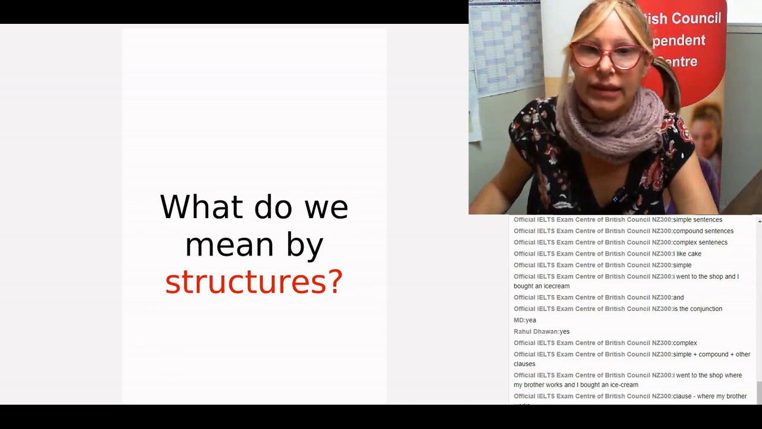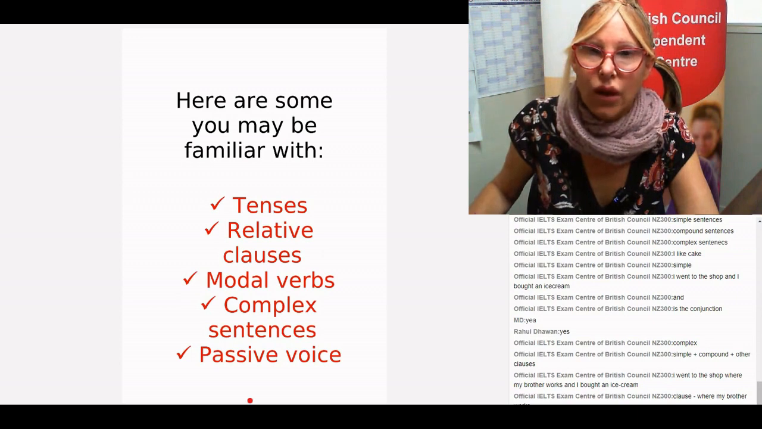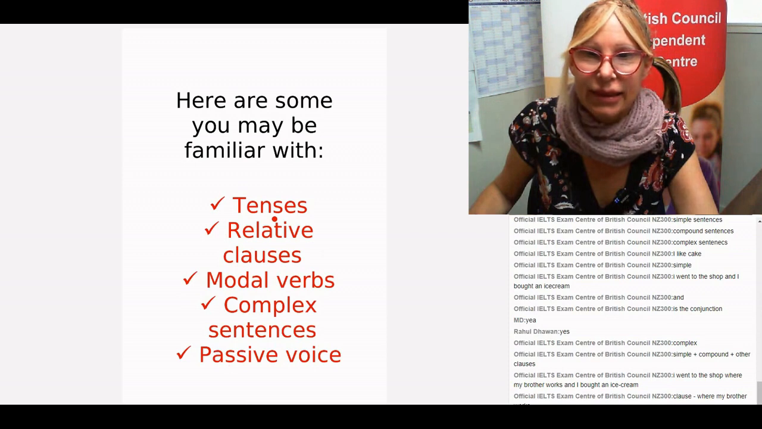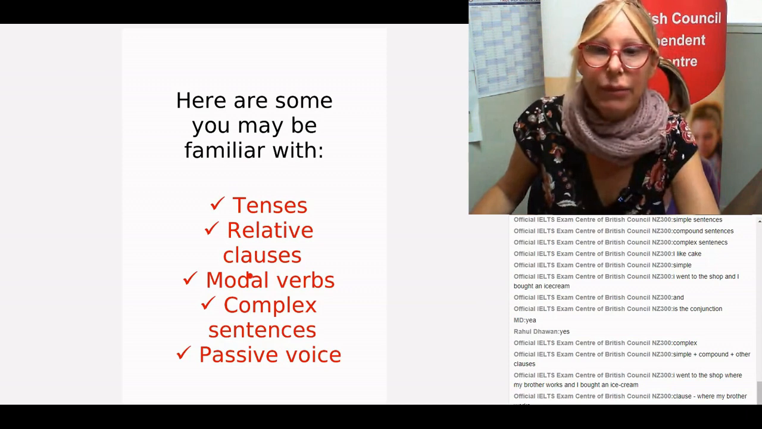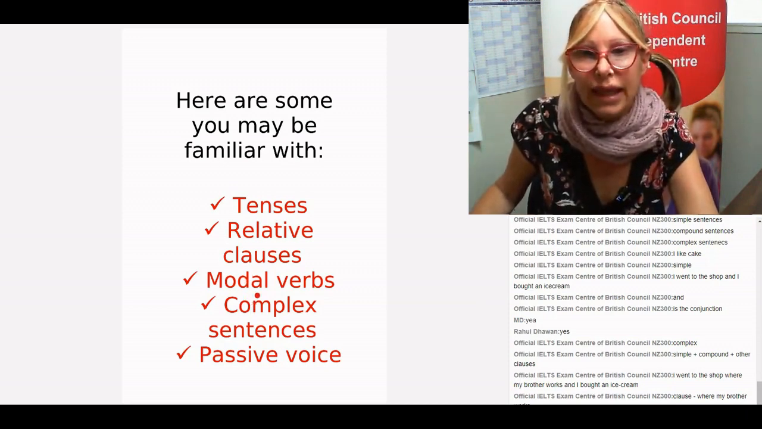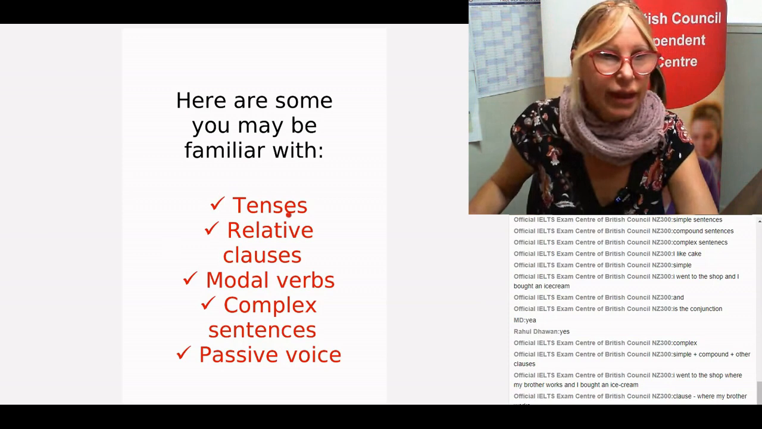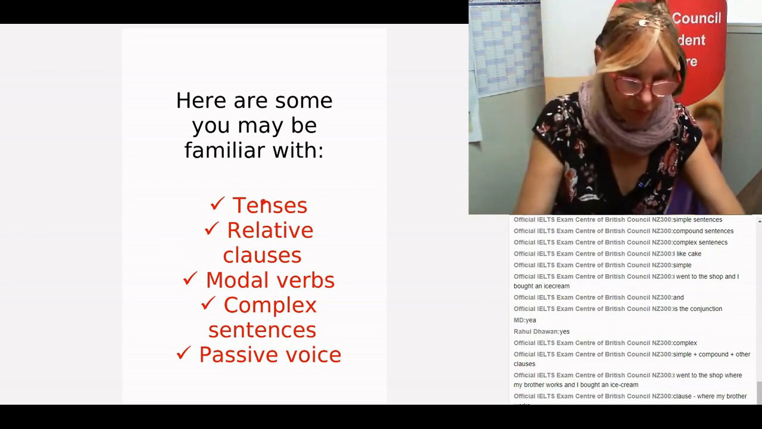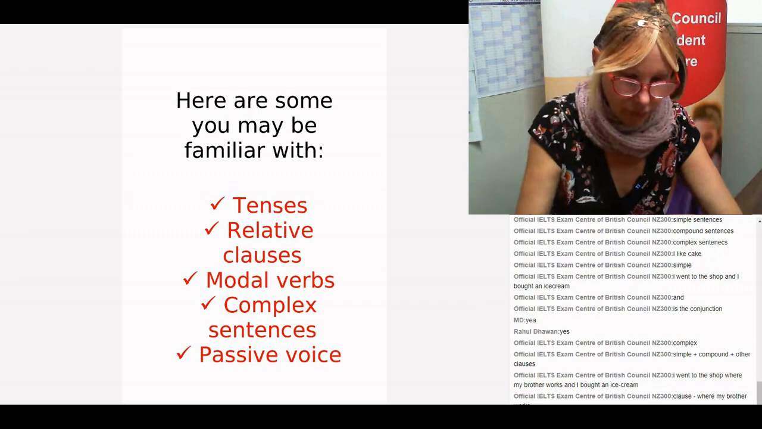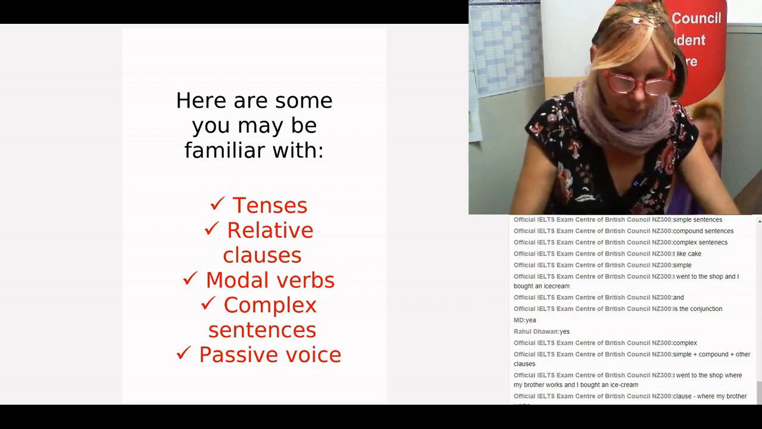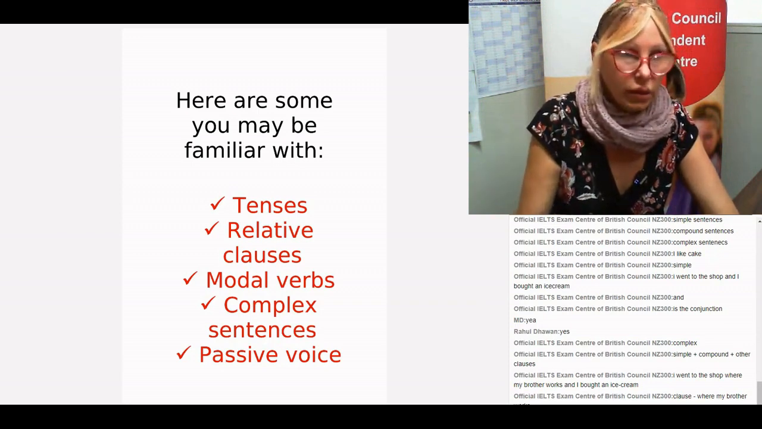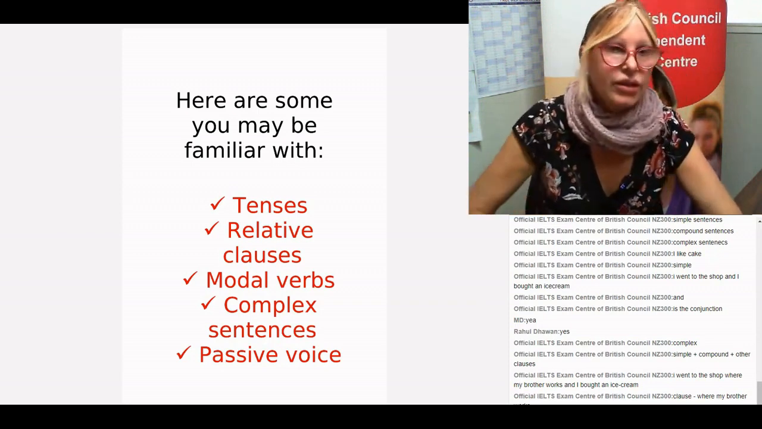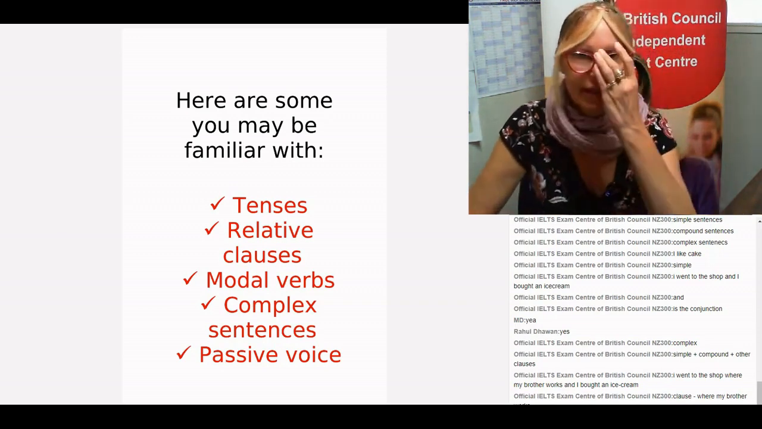Okay, so with our sentence types, we were also considering other parts of grammar such as tenses, relative clauses, modal verbs, complex sentences, which I've just explained, and the passive voice. So all of these are called structures, okay? So structures refers to many types of features in a sentence.